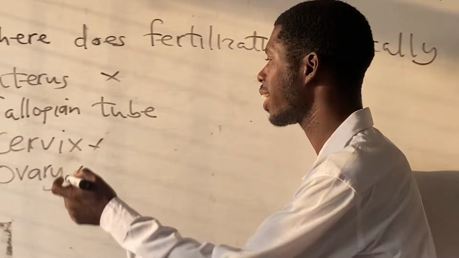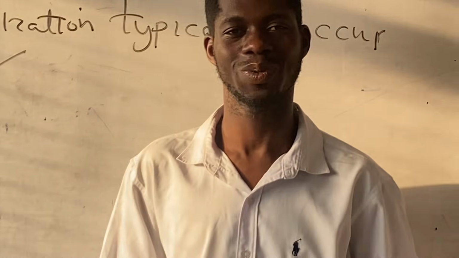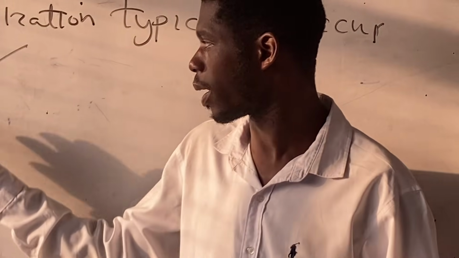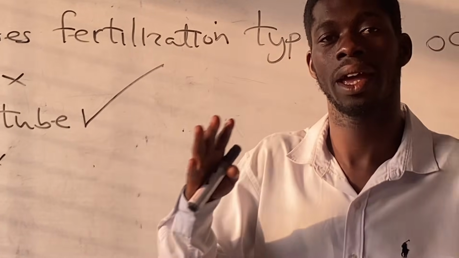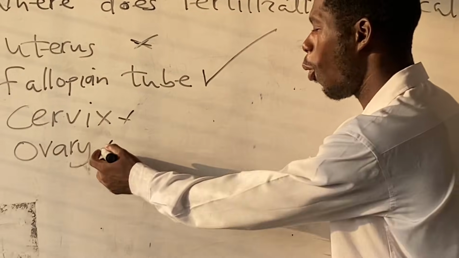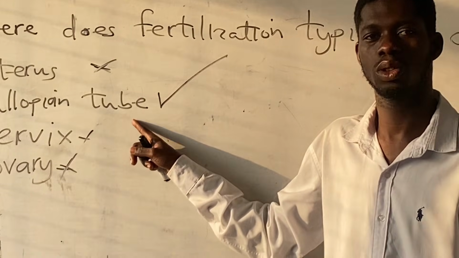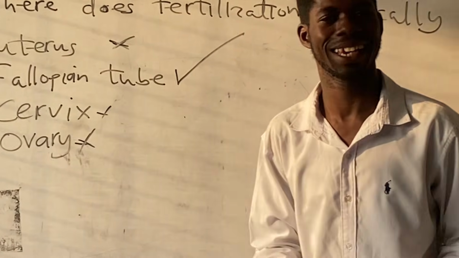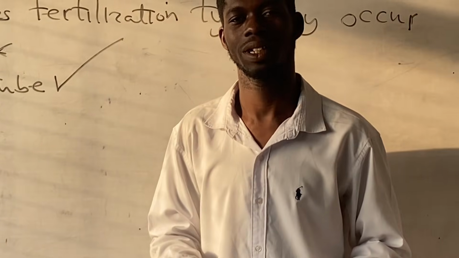So the answer is the fallopian tube. So if you are solving any of these questions, first of all, check the possible answers and remove the ones that you think are not the answer. So you can see that it's not the womb, then not the ovary, then you are left with the cervix and the fallopian tube. Then you compare them. Okay, it's not the cervix. It's the fallopian tube.